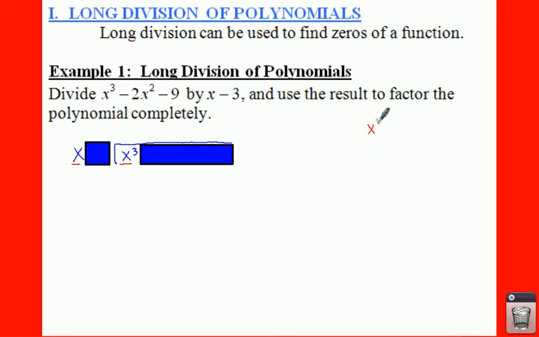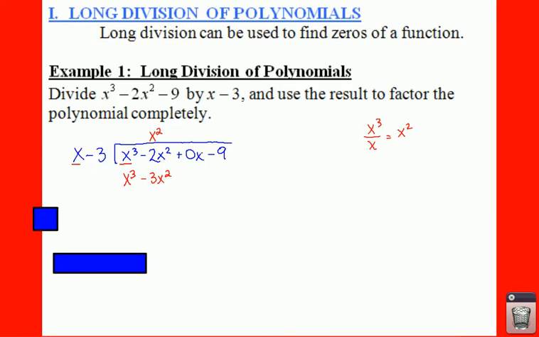So if you take x to the third divided by x, if you just focus on that, that's going to give you x squared. X squared is what goes on top. Now this x squared has to be multiplied by this x. It also needs to be multiplied by the negative 3. So we're going to take x squared times x, that gives us an x to the third, minus 3x squared.